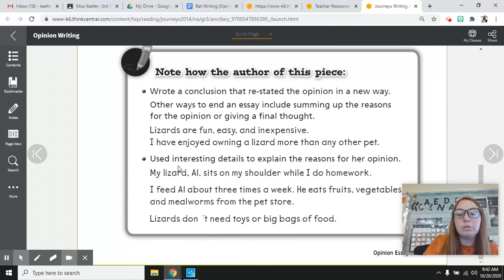You want to use interesting details to explain the reasons, like she did. She says, sits on my shoulder while I do homework, and is specific about how many times a week they feed them. You want to get into detail about that because you're trying to convince the reader of your opinion. So the way to do that is to include as many details as you can that help support your opinion.